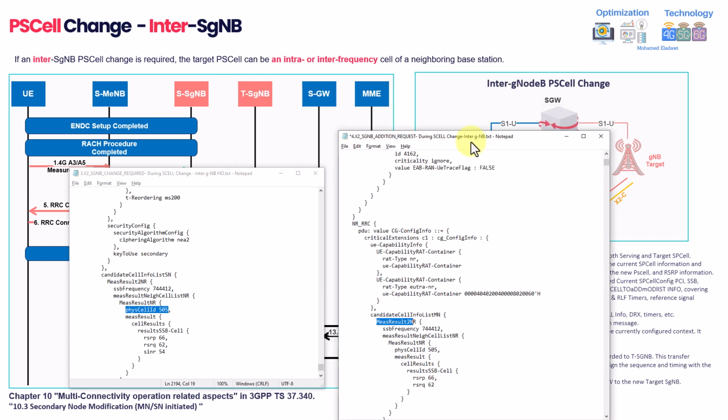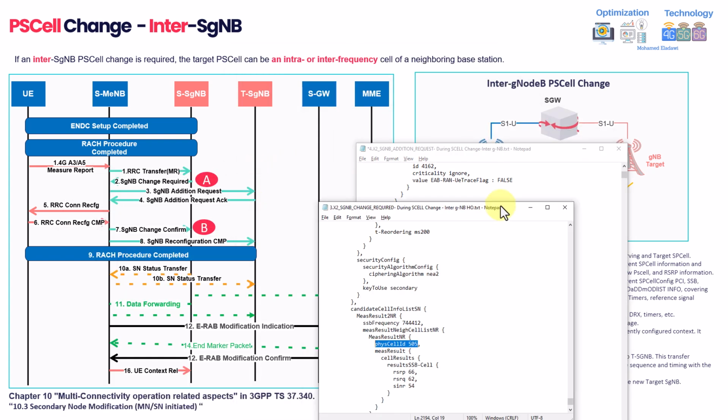Once this message, the SgNB addition request, is received, the target SgNB will evaluate this information and see whether it can be added or not. It will evaluate whether it's part of the neighbors, so part of its configuration also. Then it will send the SgNB addition request acknowledgement, including which cells it's required to add, even as a primary cell or even as a secondary cell, which is related to the carrier aggregation. And for sure, this will be based on your current configuration. So now let's open this SgNB addition request acknowledgement and see what we have.